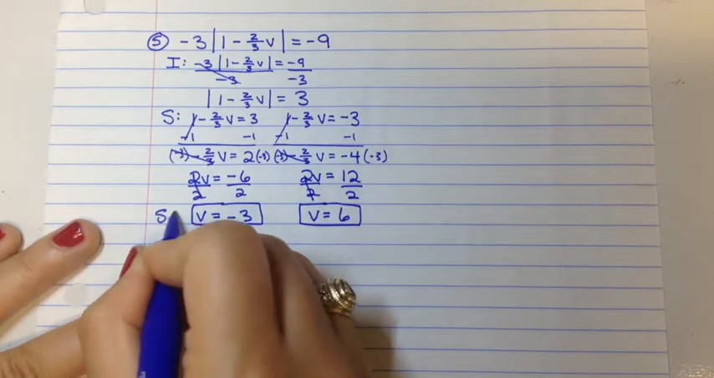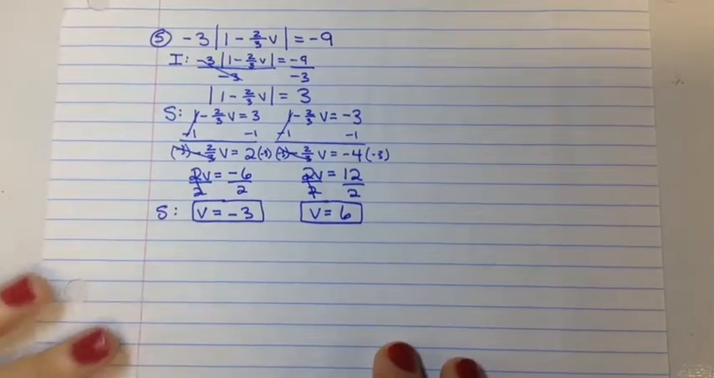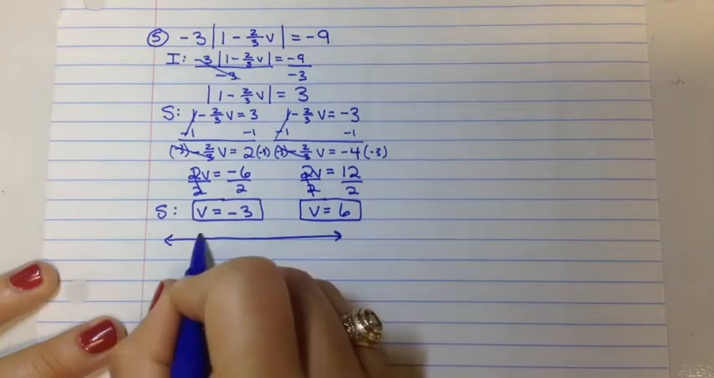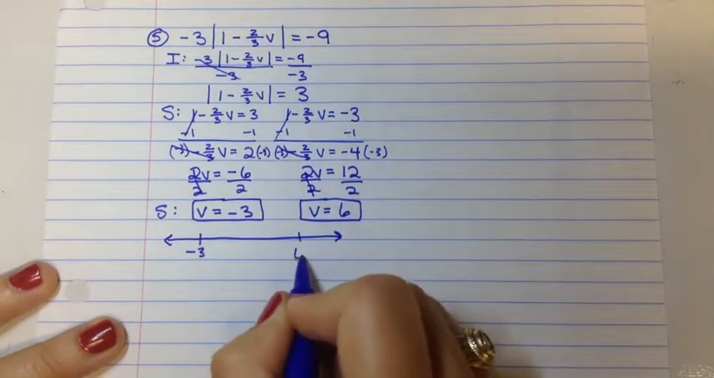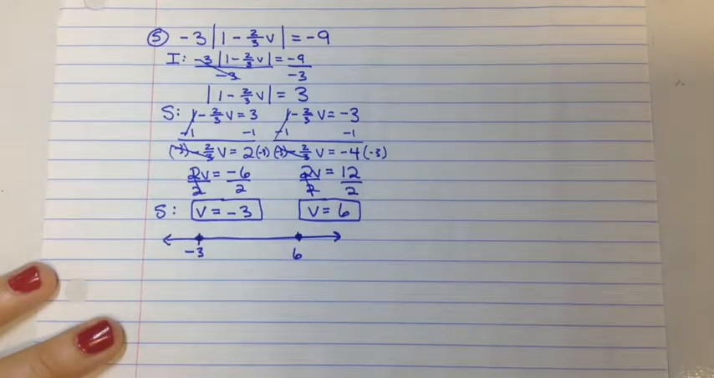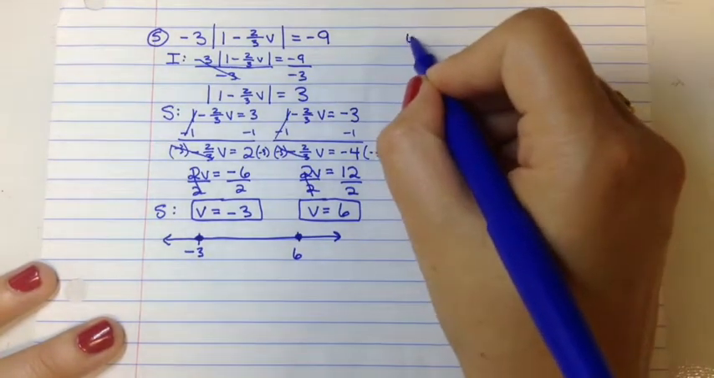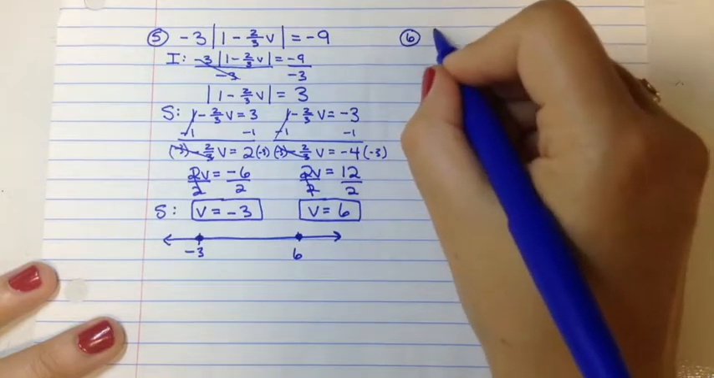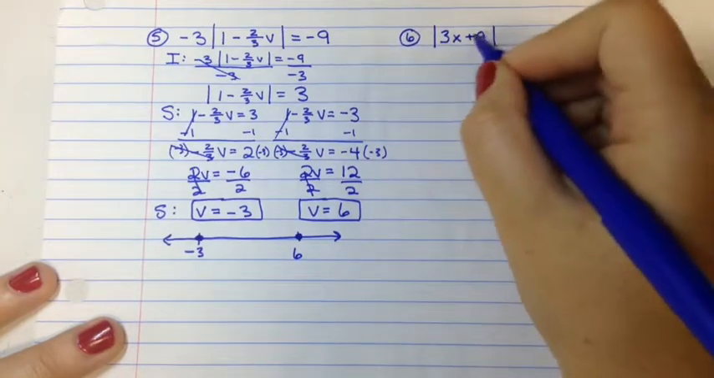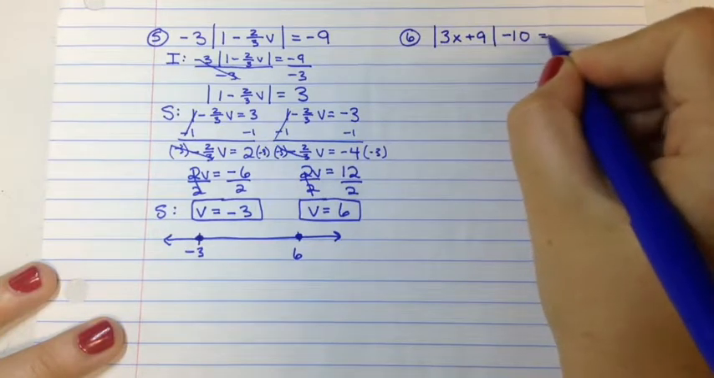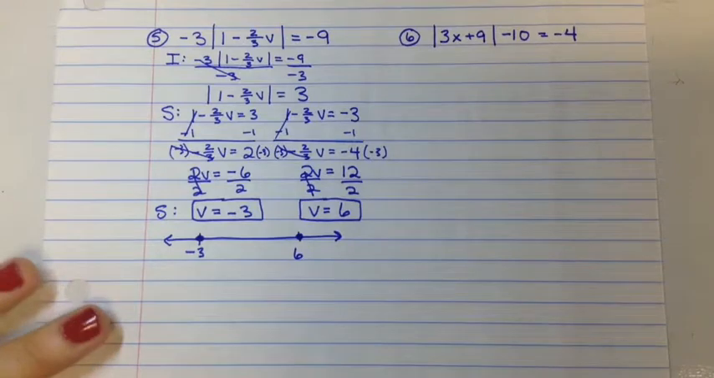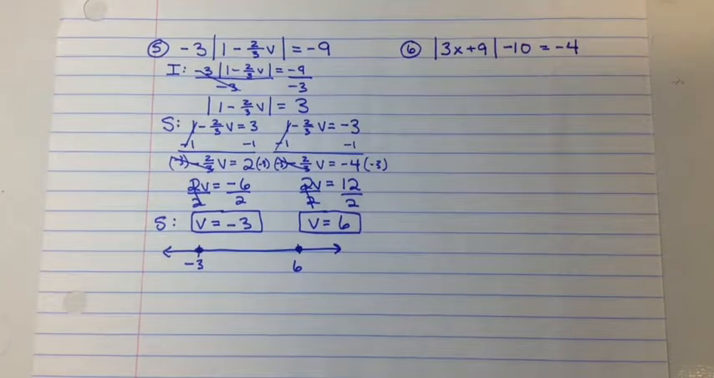We have solved. All we have to do is graph. Like I said, all you do is draw me a number line and plot the 2 points. Example 6 is for you to try. Isolate, separate, and solve, then graph the following equation. Absolute value of 3x plus 9 minus 10 equal to negative 4.